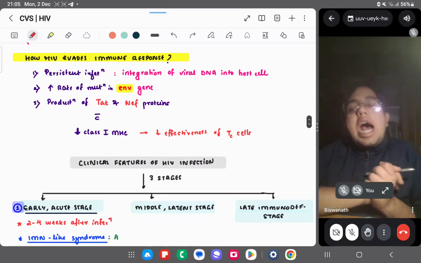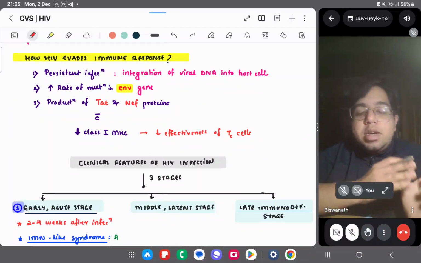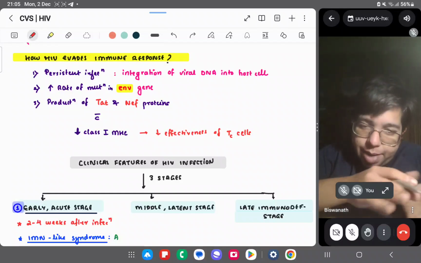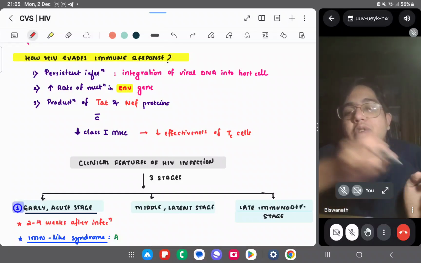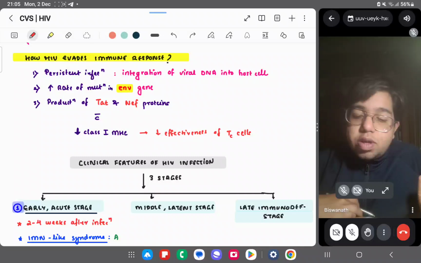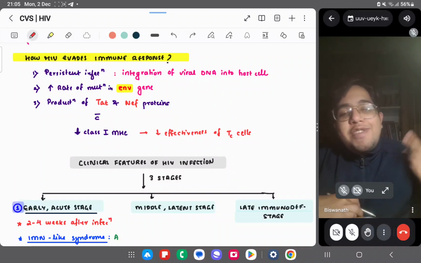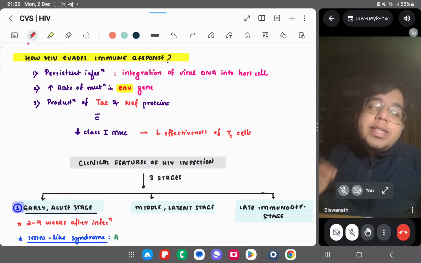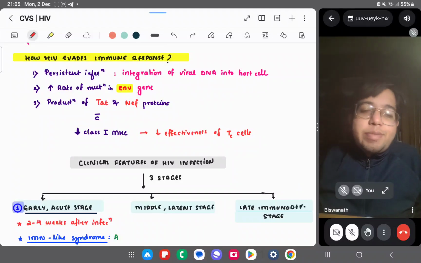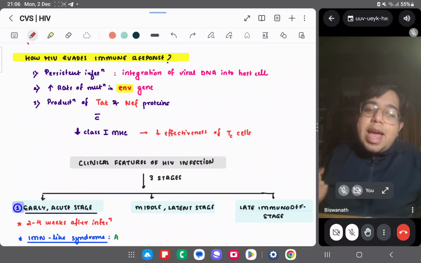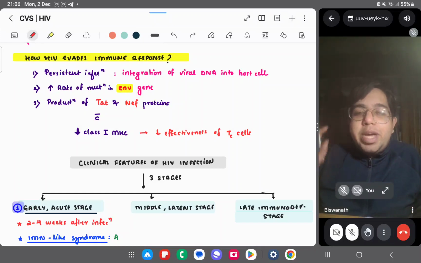Okay. How does HIV evade the immune system? How is it bypassing our immune system and going on to infect us? Persistent infection is due to the integration of viral DNA into the host cell. First of all, it integrates its own DNA into the host cell. The host cell thinks that this is its own and starts producing. So it is basically taking the resources and dumping on you, right?